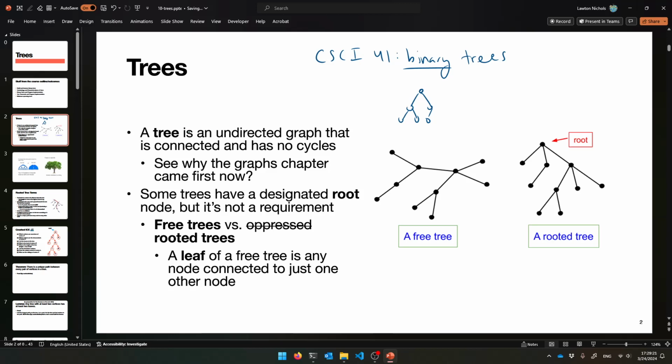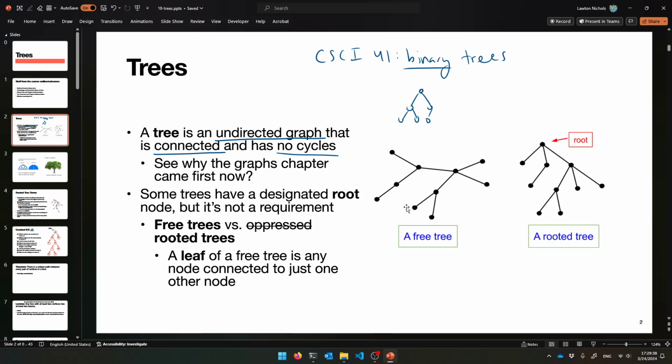But in general, a tree is a special kind of graph. So that's why we study graphs first. So a tree is an undirected graph that is connected and has no cycles. All right? Has no cycles. So that's why we learn graphs first.